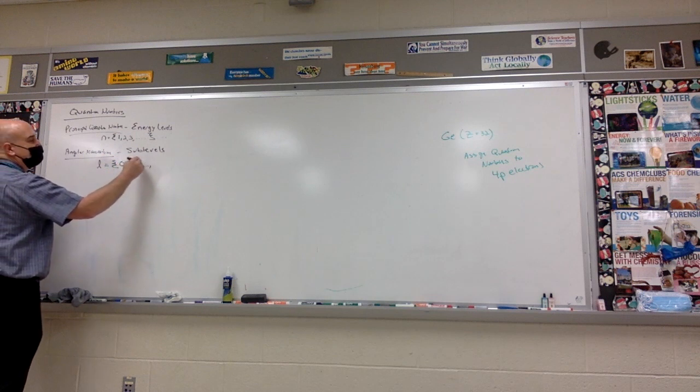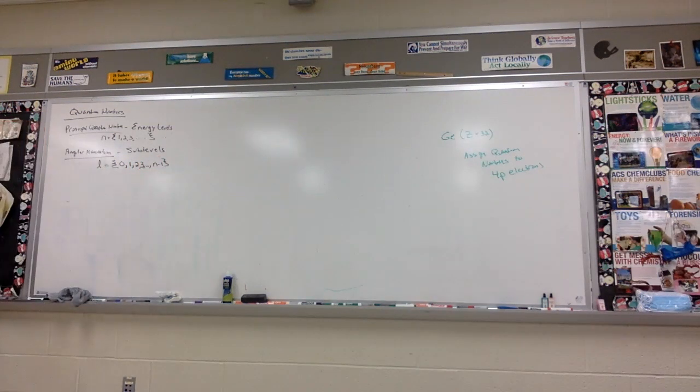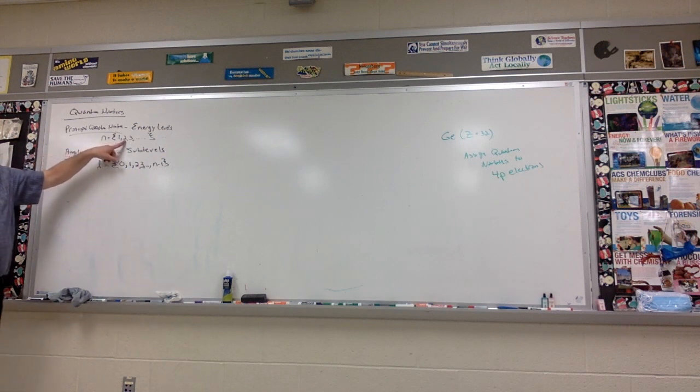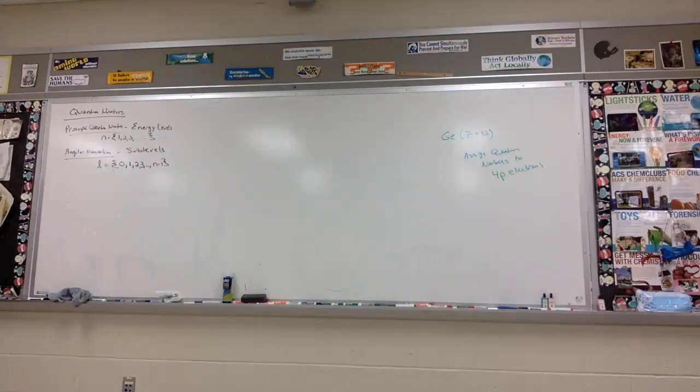But your maximum value, the maximum value you can go up to, is n minus 1. So whatever energy level you're in, subtract 1 from that, and that's the highest you can go for your sublevels. So if you're in the second energy level, you can only have 2 sublevels. You can have 0 and 1 because your maximum value would be 2 minus 1, which is 1. You have to stop there. That makes sense?